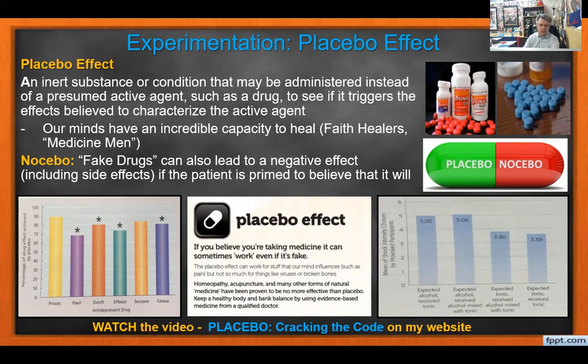If you take a look at antidepressants, Prozac, Paxil, Zoloft, all these, most of their effectiveness is placebo. It's the idea that I'm taking an antidepressant, so this should help me.